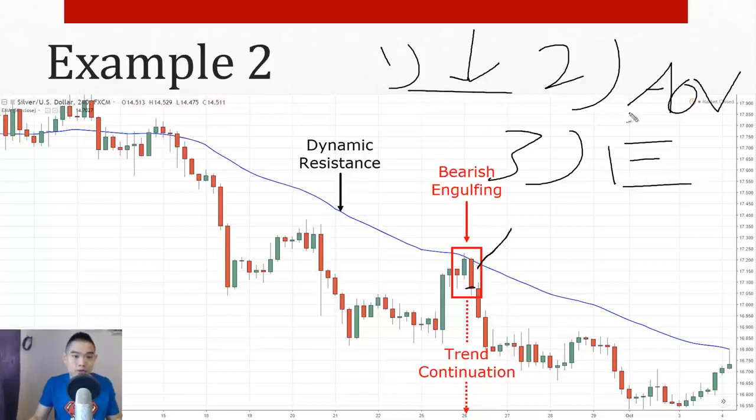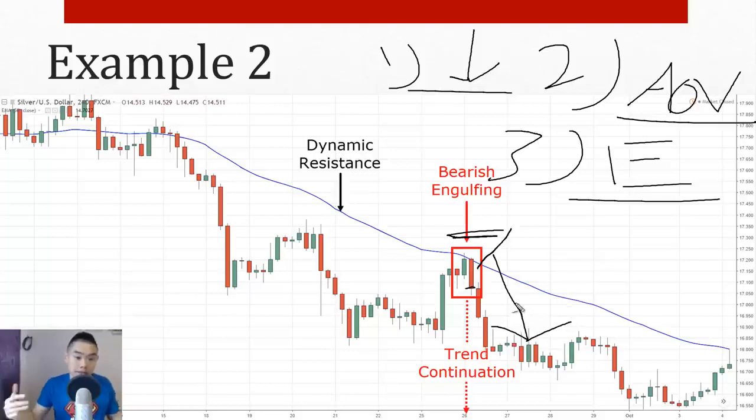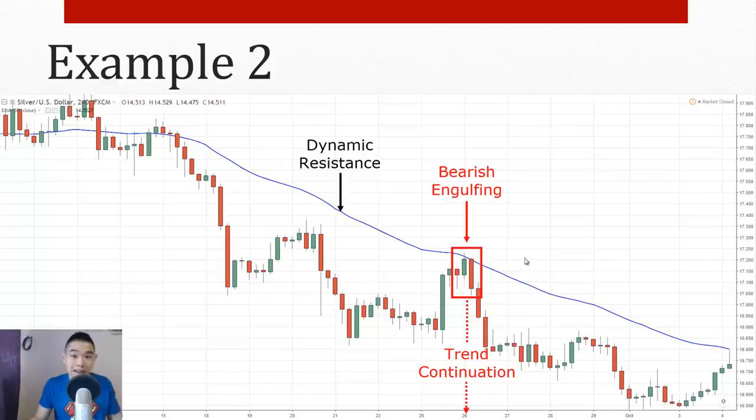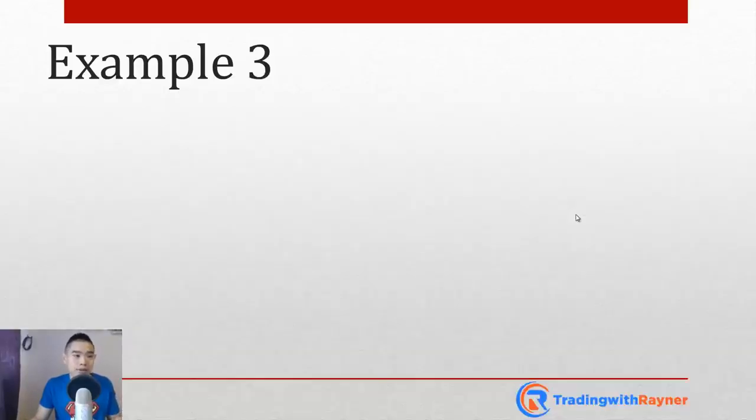So we have 3 things: number 1, trend, area of value, and entry trigger. And we can go short now, having our stops above this high somewhere here, and see if the market can continue lower. So now you can see that we're all trading with something that makes sense, based on what the market is telling you, and not just trading these patterns blindly in isolation.